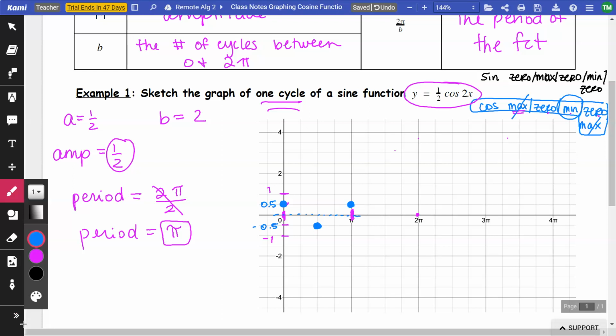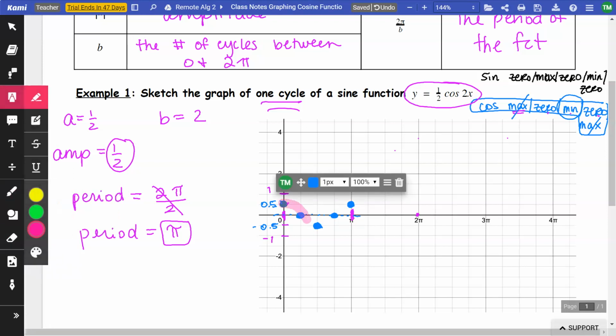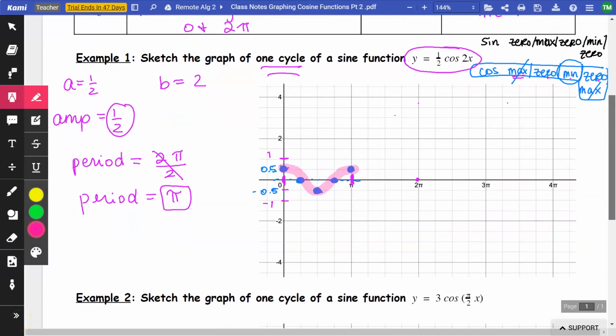Then halfway between these 2 points, this maximum and this minimum, we are going to have our 0. So halfway between there would be here, and that's going to be 0. Then halfway between these 2 points, we have a 0. And there we've graphed a complete cycle. We're going to sketch in the curve. This curve is terrible, and I apologize. I'll use a highlighter. And there's our curve. Now we can move on to example 2.